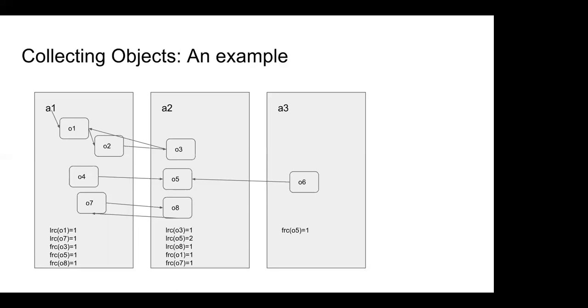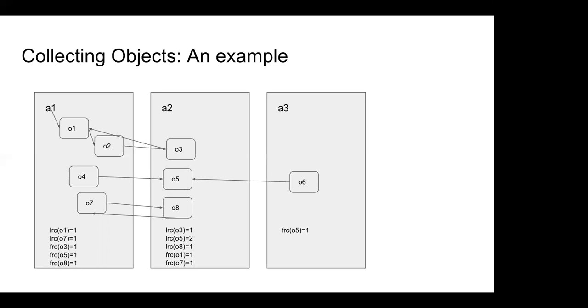So down here we've got local reference counts and foreign reference counts, and they should all correspond, if you count the references between these things, to basically what you'd expect. Same thing with Actor 2. Actor 2 has 03, 05, and 08, and it has its local and foreign reference counts as well. And A3 has object 06.